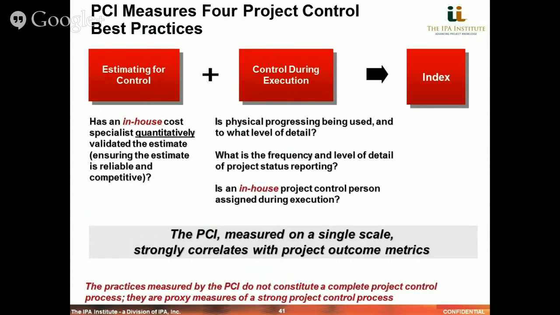So again, the PCI is a very straightforward measurement system based on a single scale, and it correlates strongly and independently with project outcomes. And I want to emphasize this note at the bottom. This PCI in no way constitutes or proposes to be a complete project control process. It's simply a proxy measure of the strength of the project control process, or the extent to which an organization or project has a strong process in place.